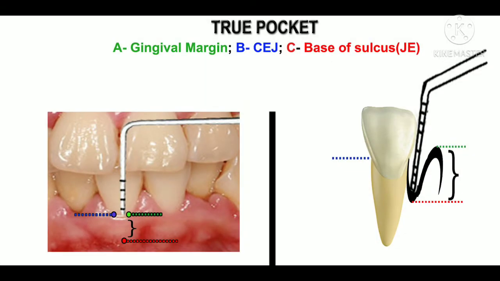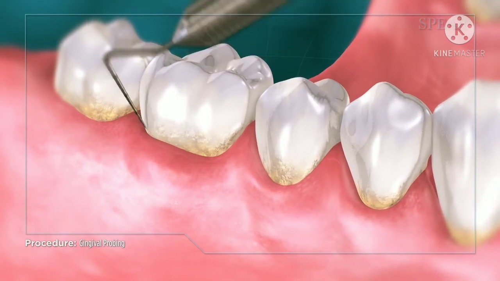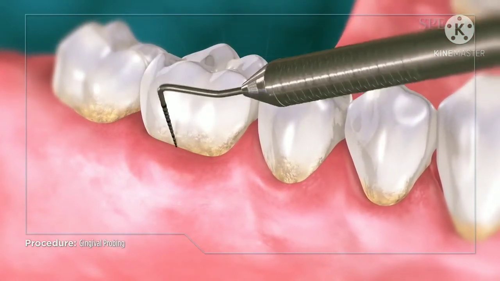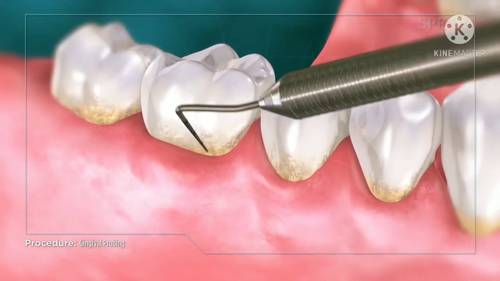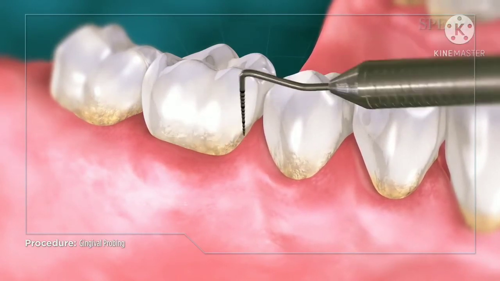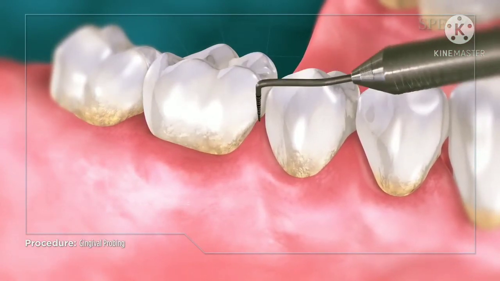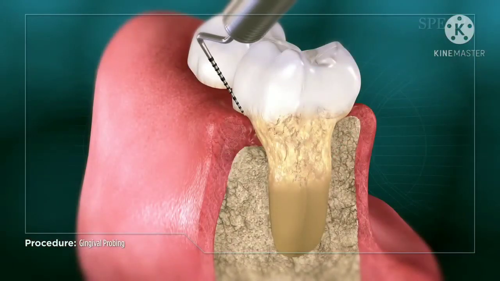First, the distance from the gingival margin, that is point A, to the junctional epithelium, that is point C, is measured, which is 6 mm in this instance. Then, we need to find the distance from the gingival margin, point A, to the cemento-enamel junction, point B. As the cemento-enamel junction is not visible due to the gingival coverage, we need to run the periodontal probe along the long axis of the tooth till the demarcation of the cemento-enamel junction is felt.